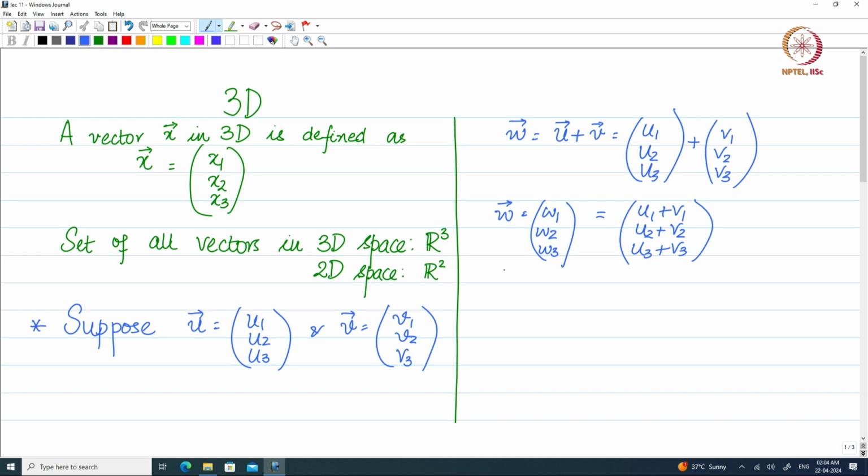Similarly, we can look at scaling of vectors. So this is basically vector addition. So let us write this vector addition. The vector w is equal to the vector u plus the vector v. Similarly, we are going to look at scaling of vectors, say scalar multiplication of vectors.